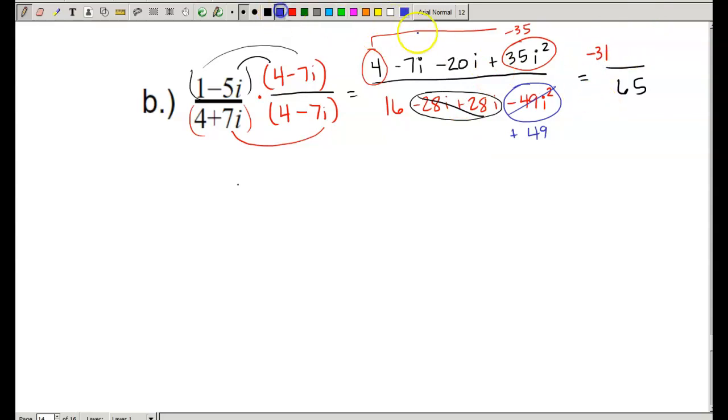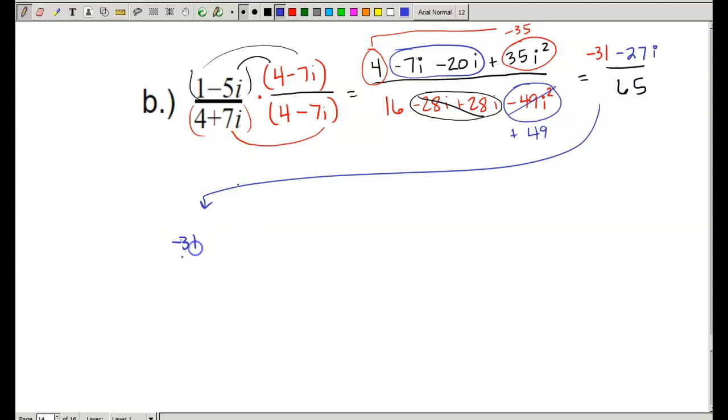And then I can combine my like terms with these i's. I got -7 and -20 for a total of -27, so minus 27i there. Okay, so now I'm going to bring it down. I really have my answer. I'm just going to break it up into 2 separate chunks here just to show that I have a complex number. So I have -31 over 65, and then minus 27 over 65 times i. So there is my complex number.